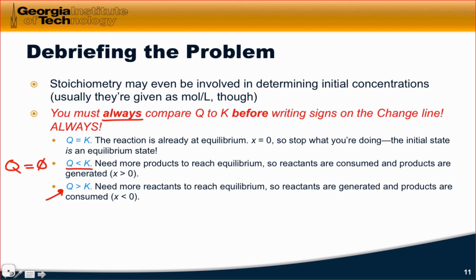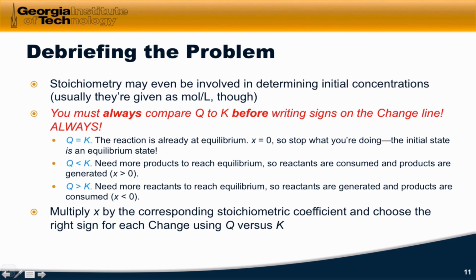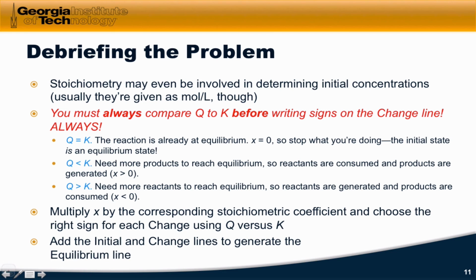Furthermore, this can make your life easier in situations when the initial state is already an equilibrium state, when Q is equal to K. You can immediately stop and say that I've already achieved my goal of finding equilibrium concentrations because Q is already equal to K in the initial state. To generate the change line, we just multiply x by the corresponding stoichiometric coefficients and choose the right sign for each change using the Q versus K conclusion. Finally, to generate the equilibrium line, we just add the initial and change lines. That's all there is to writing an ICE table.